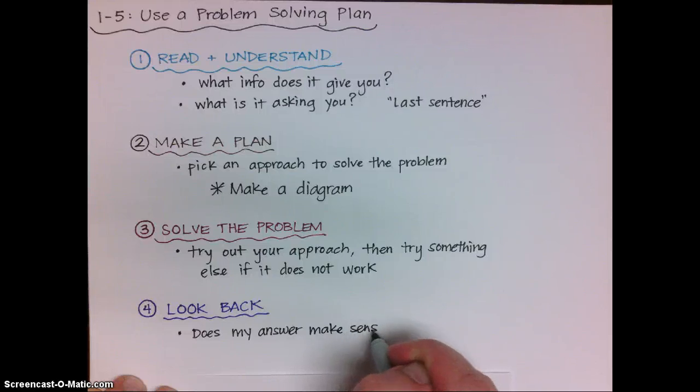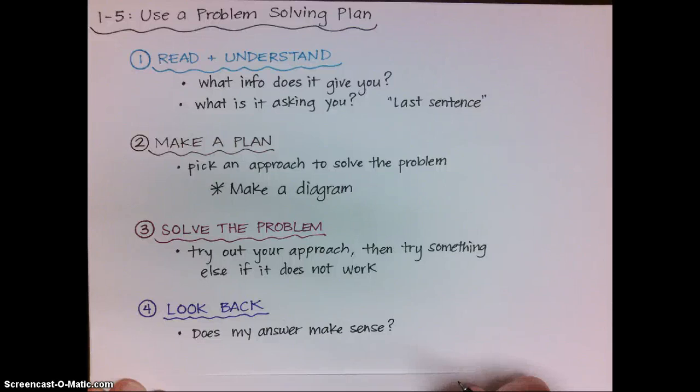I think that a lot of time students will get an answer, and maybe the problem was asking you, how much money was Johnny paid an hour? And you get an answer and it's like $52 billion. Well, does that make sense? Is he really going to make $52 billion in an hour? Probably not. So you just want to make sure that your answer makes sense.